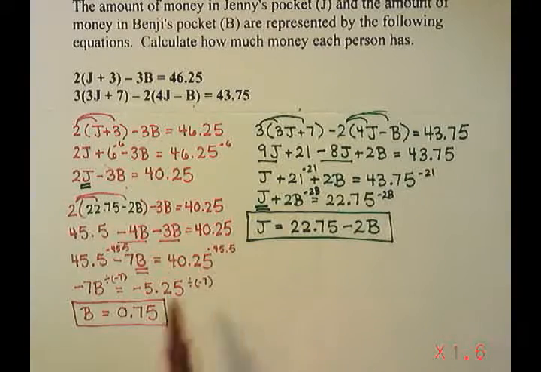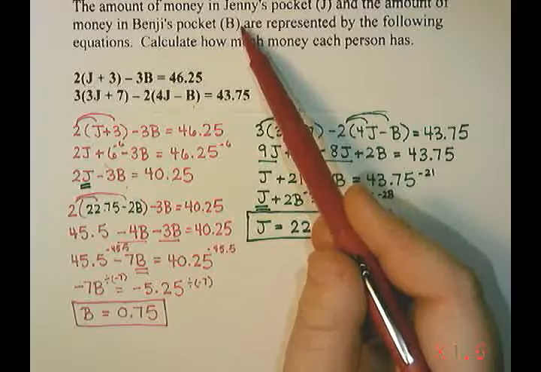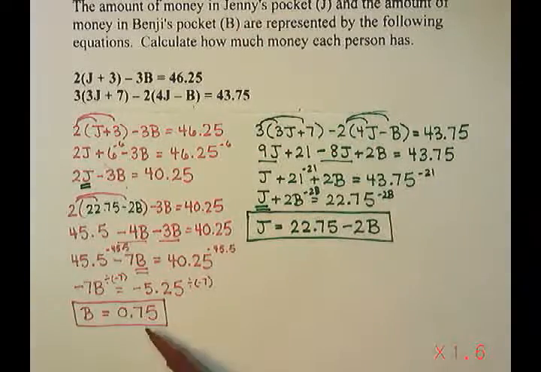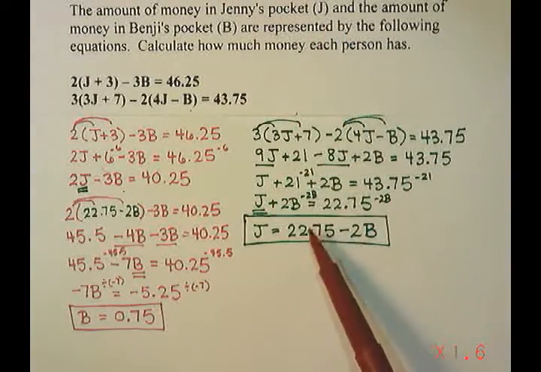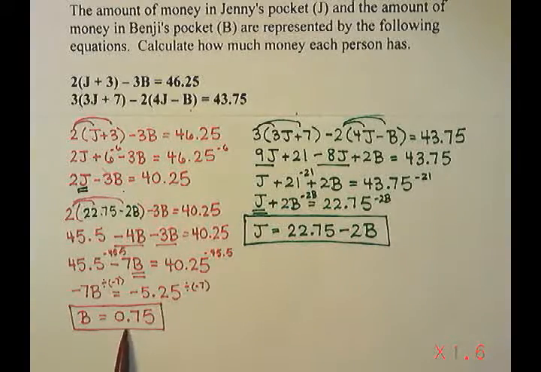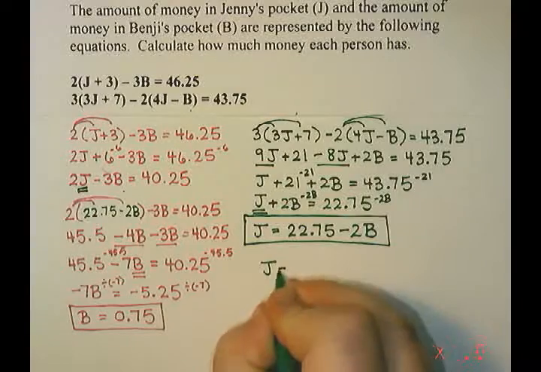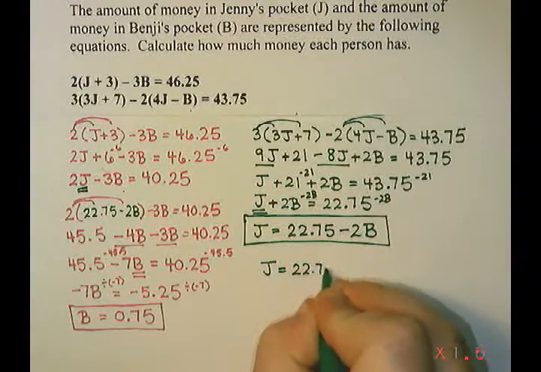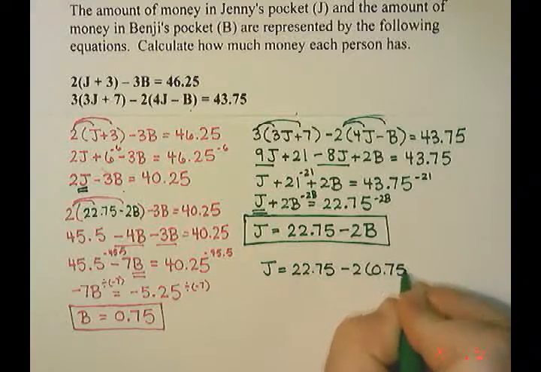So b equals 0.75. If I look back at the question, b was how much money Benji had in his pocket, which means that Benji has 75 cents in his pocket. But I still need to figure out how much money Jenny had, so we're going to use the other equation, the one that we rearranged, and put in 75 cents for b, and see if we can calculate how much money Jenny has. So j equals 22.75, take away 2 times 0.75.